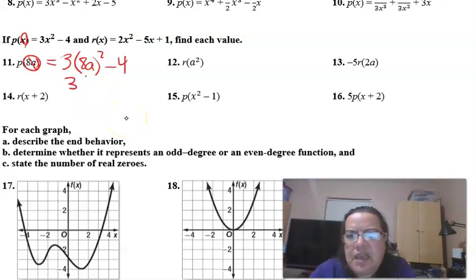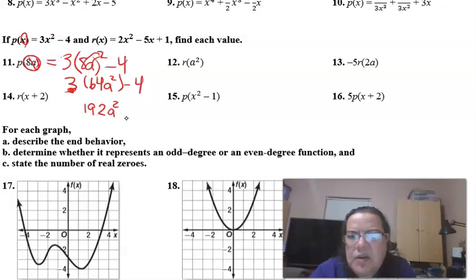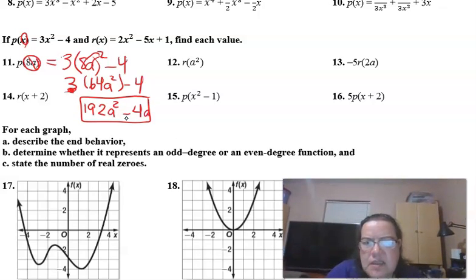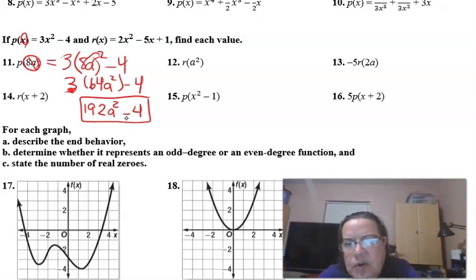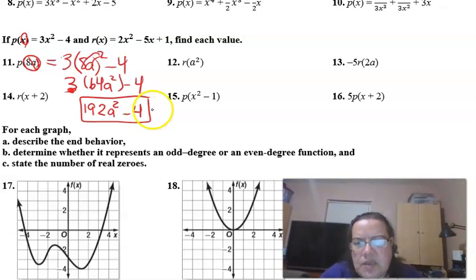I have 3 times... Remember, whenever you have something to a power, you have to distribute it to both of these. So 8 squared, 8 times 8 is 64, a squared, and then minus 4. But that still has to be multiplied by the number 3. So 3 times 64, I get 12, carry the 1, 192 a squared minus 4. And I think I'm done, because if this had a squared, then I could subtract them from each other, but it doesn't. One is a squared, the other one is just a number. So I pretty much have to stop at that point.